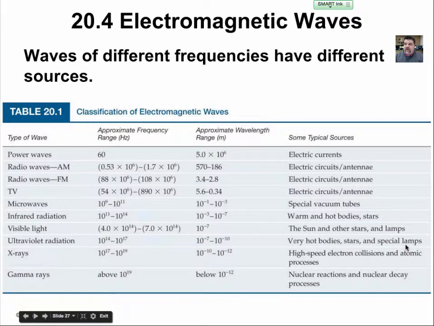And we do have ultraviolet UV lights. We can see them because their span does kind of bleed through to the visible light spectrum. X-rays, those are high-speed electron collisions and atomic processes. And then gamma rays are usually released in a nuclear reaction or some sort of nuclear decay process.